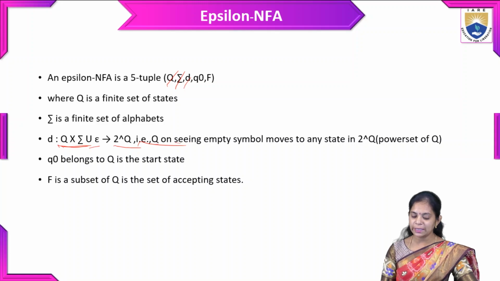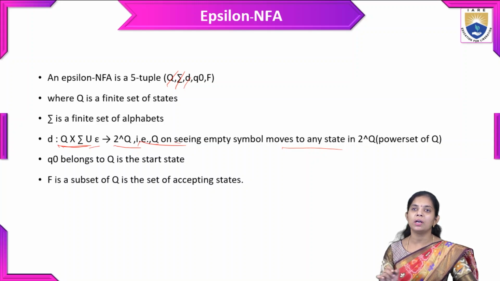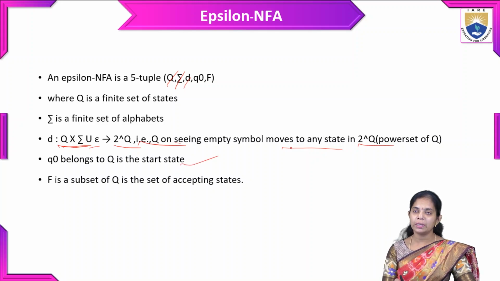So Q on seeing the empty symbol moves to another state. Here, on seeing the epsilon symbol, it moves to any state that represents the power set of Q, that is 2 power Q. And Q naught, which is the initial state, belongs to the capital Q.